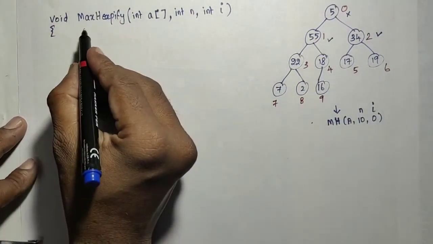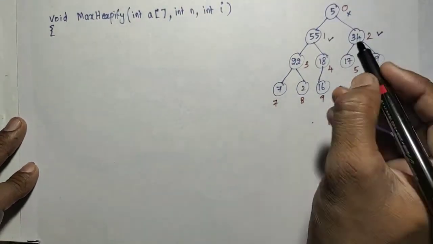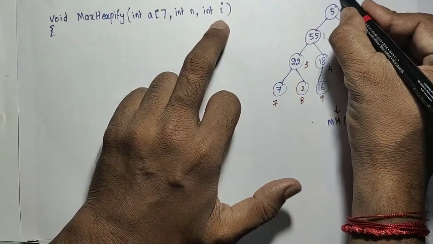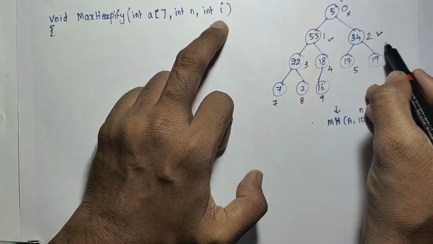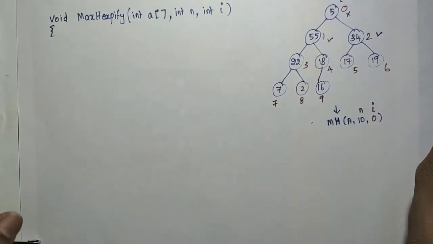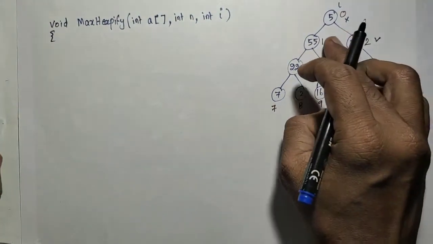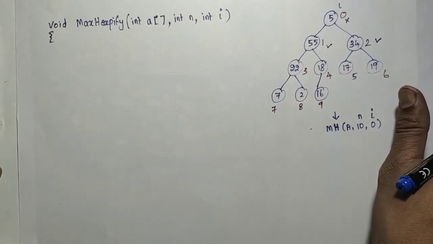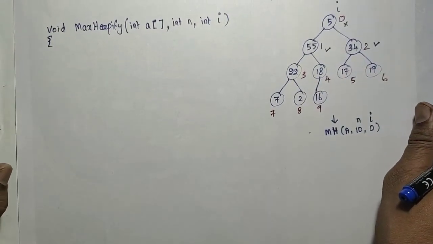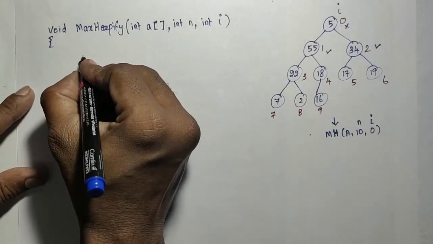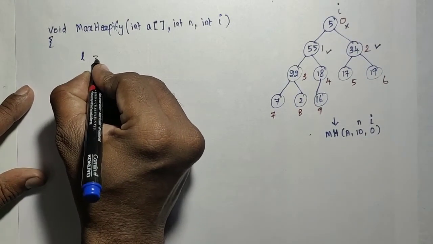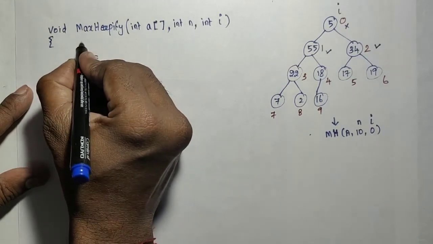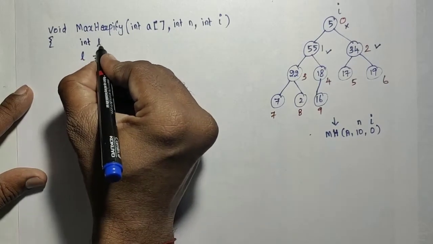the first step in that algorithm is to find the index of the left of the ith node. So this I is marked as 0. Who is the left and who is the right? What is the index of the left of I? What is the index of the right of I? Like that you mark. So I need to find left of I and right of I. Left equal to L, and right equal to R. So I need to declare these variables, that is int L, R.